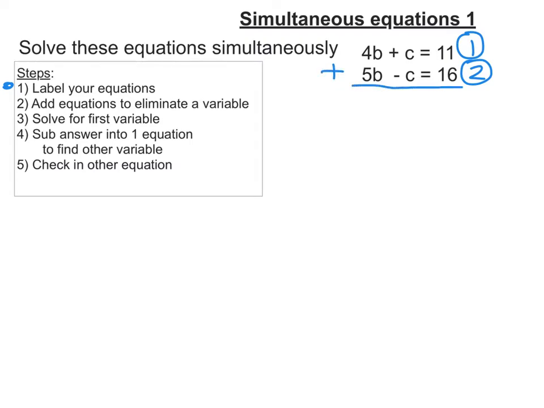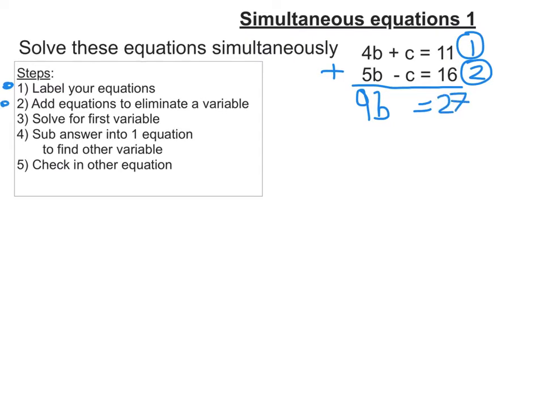So 4b plus 5b is 9b, so that variable's still there. That hasn't been eliminated. c plus negative c, well, that's 0c. So I don't need to put anything there, and therefore I've eliminated that variable. Lastly, on the right-hand side, 11 plus 16 is 27. Okay, so I've done the second stage.